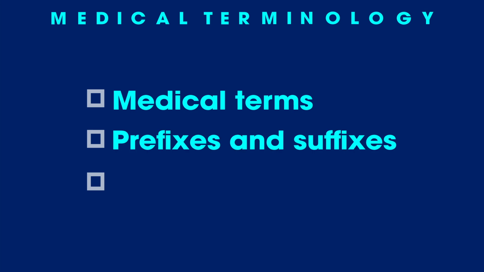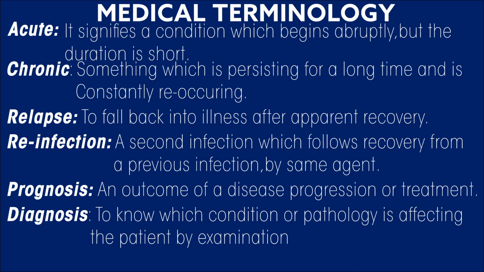The entire video is divided into three parts actually. The first one being medical terms, the second one being medical prefixes and suffixes, and the last one medical root words. Starting with medical terms. Before elaborating some of the medical terms, let us first understand that these terms are universal and they mean exactly the same wherever they are used. So let's begin. So the first one is acute.